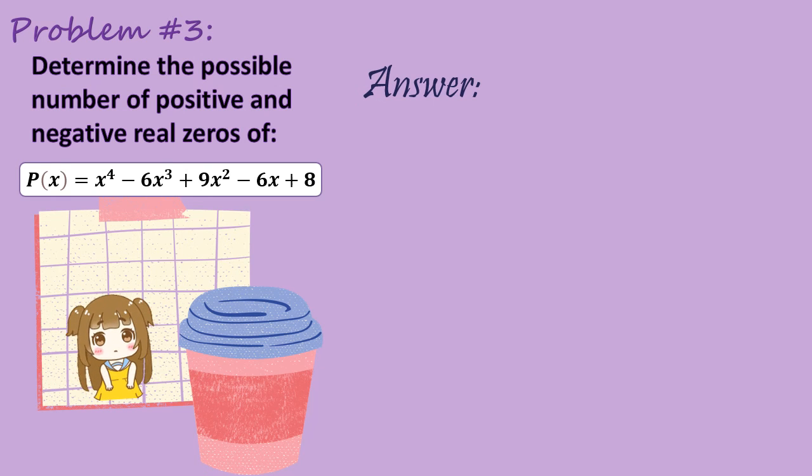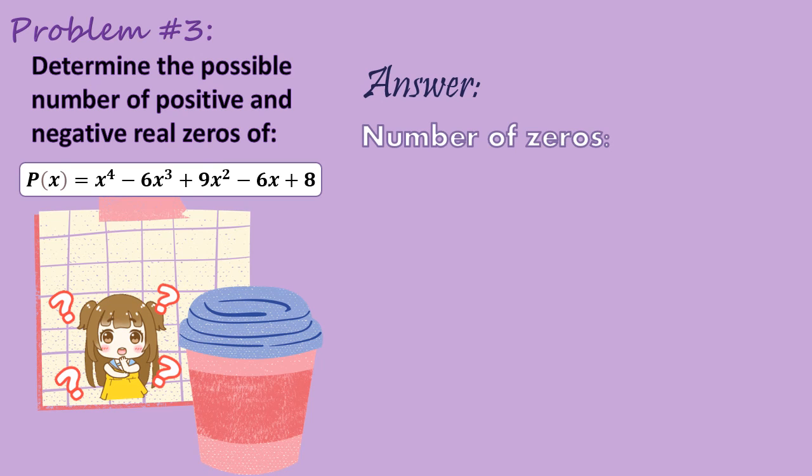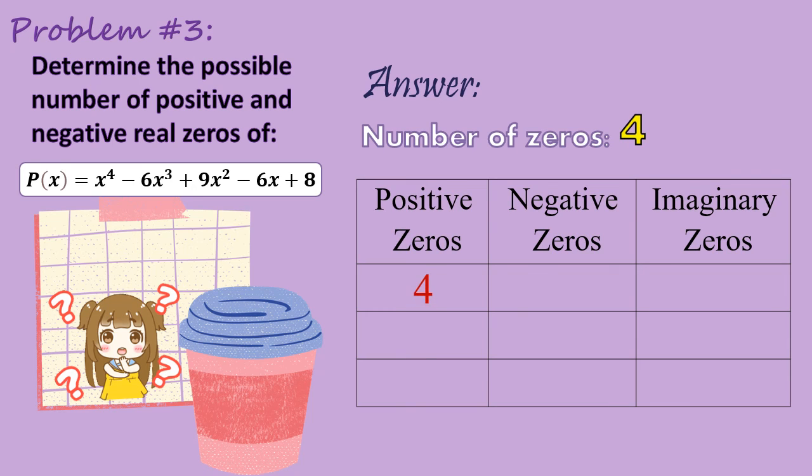Okay, so here for our problem number 3, you may pause the video for a while and answer this, and if you're done, you may resume watching to check your answer. So here's the answer for this problem. We have here the positive number of zeros. The maximum number of positive zeros would be 4. And then less than that, minus 2, so we'll have 2, and less than that, we will have 0. And for negative zeros, of course, common sense again.